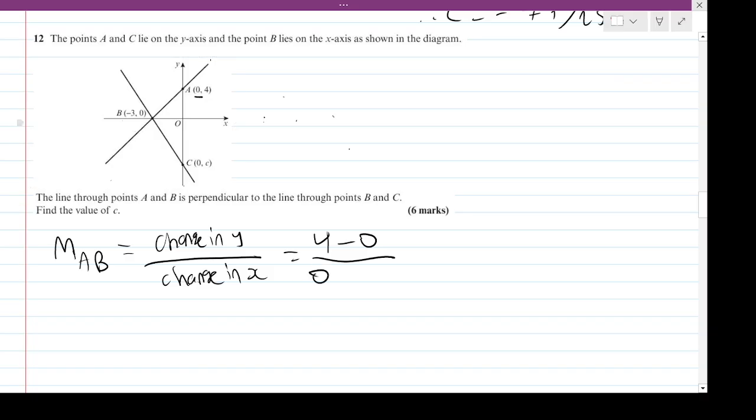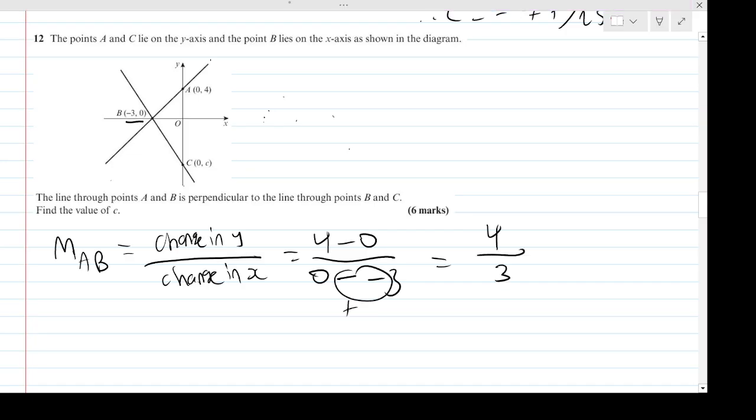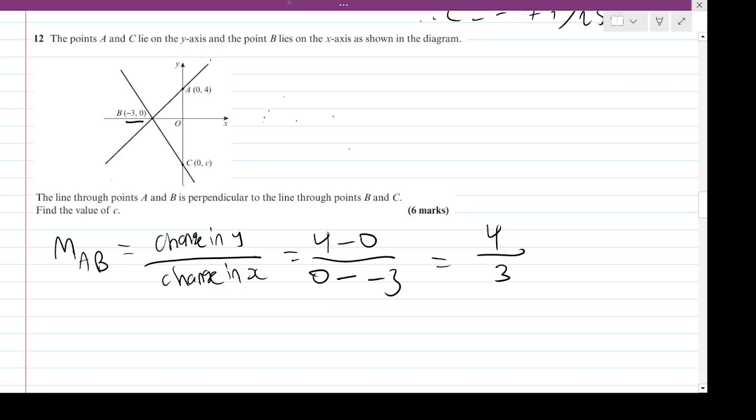Then I need to use A again, so x is 0 here. So for the change in x now, take away the x values. 0, take away the other x value, which is minus 3 at B. So minus of minus 3, because I'm taking away minus 3. So I get a double negative, so then I can simplify it: 4 minus 0 is 4, and 0 minus minus 3 becomes plus, so it'd be 0 plus 3, which is 3. Okay, well that's our gradient then, between points A and B.